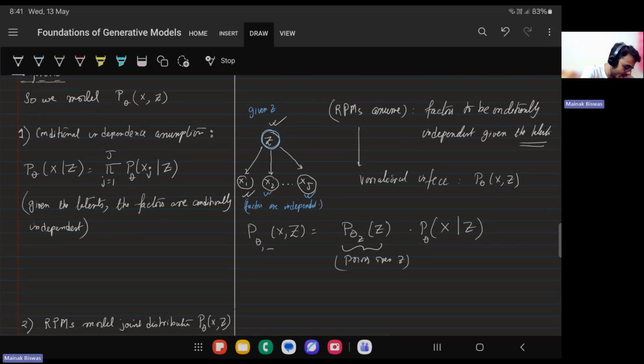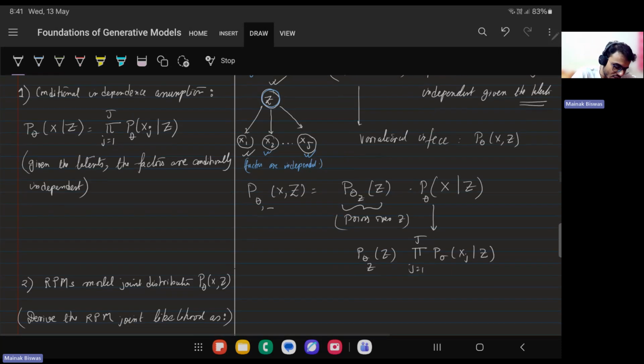So now I can just say that this can be written as the product of j equal to 1 to J of p theta of xj given z. Okay, so this is the generative model across factors.